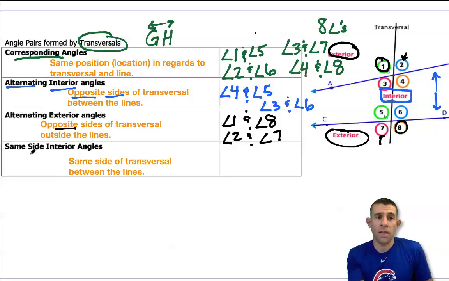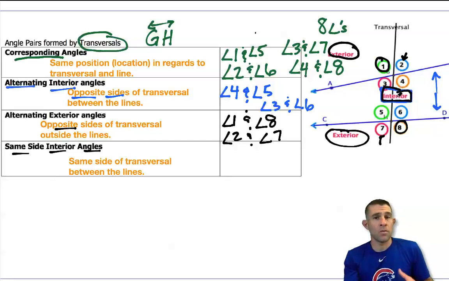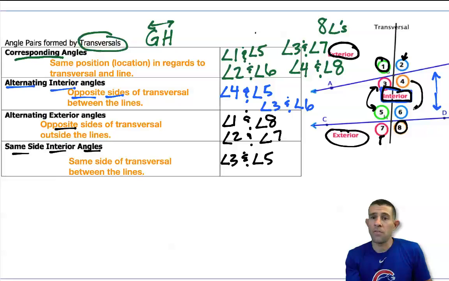Alright, now for our last definition here, same side interior angles. Well, interior implies it's on the inside part here. Same side is going to imply it's on the same side of the transversal. So in this case we have the angle pair angle 3 and angle 5. They are same side interior. And angle 4 and angle 6 are also same side interior.